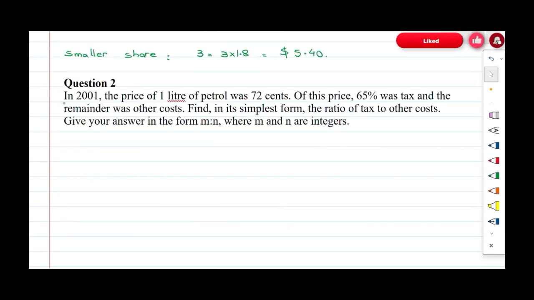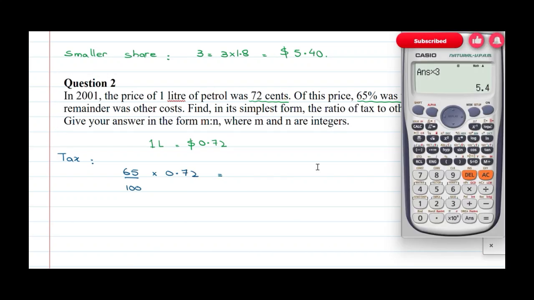Let's take another example. In 2001, the price of 1 liter of petrol was 72 cents. Okay, if 1 liter of petrol, its price is $0.72. 72 cents is basically $0.72. Of this price, 65% was tax. So let me calculate the tax. So tax is basically 65% of the price of 1 liter. This is the tax.